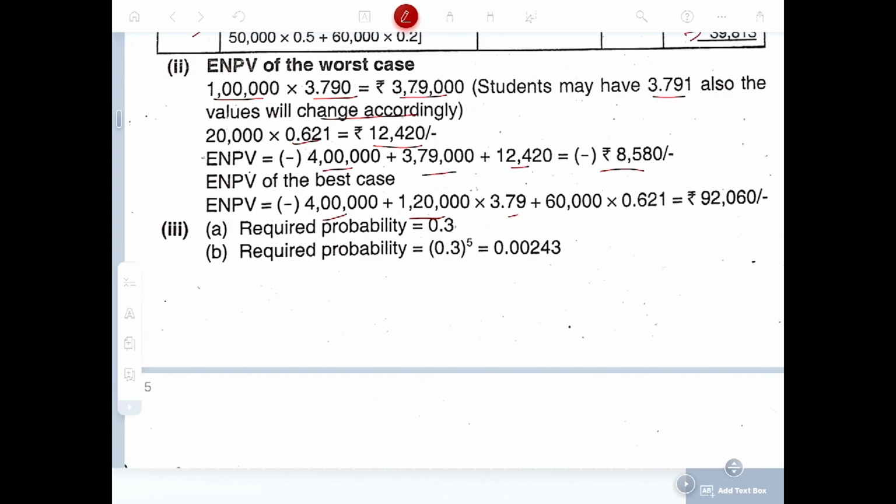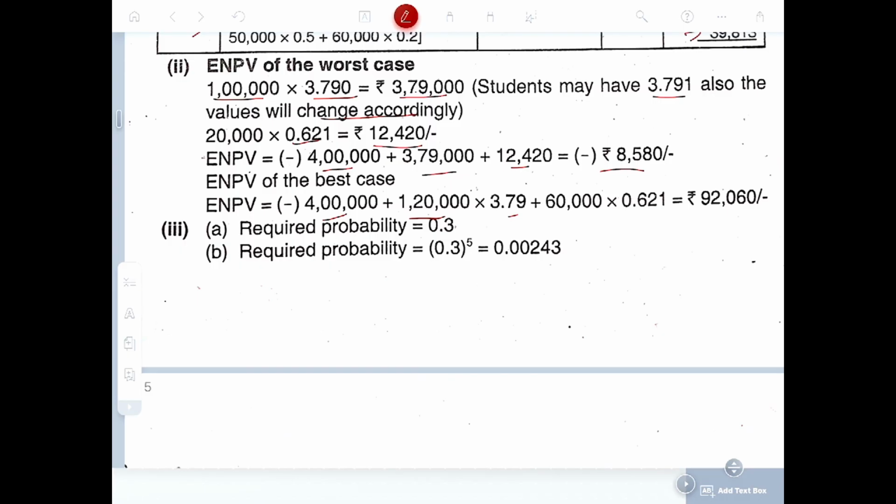Do you want to calculate? How can we calculate this? 1 divided by 1.1, 1 divided by 1.1 whole square, and so on for years 1, 2, 3, 4, 5.